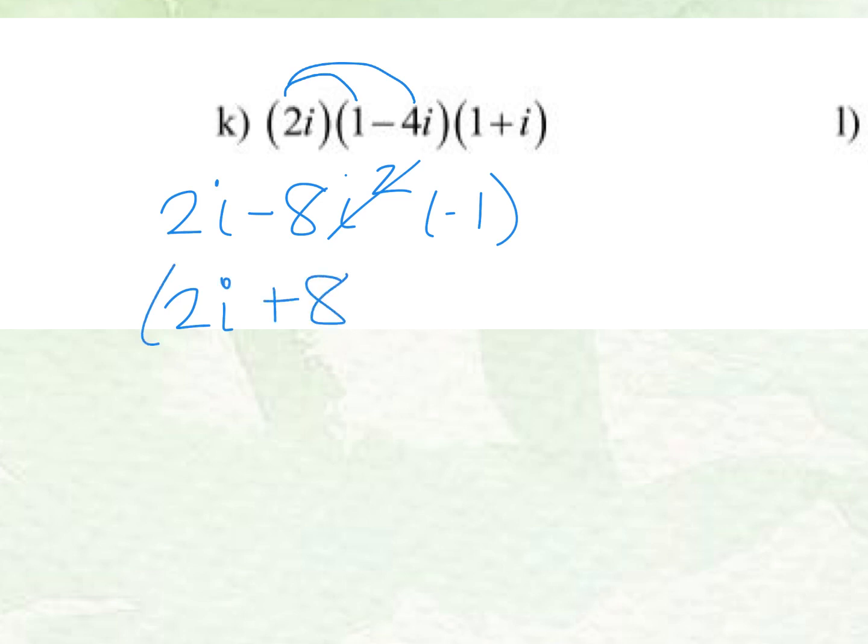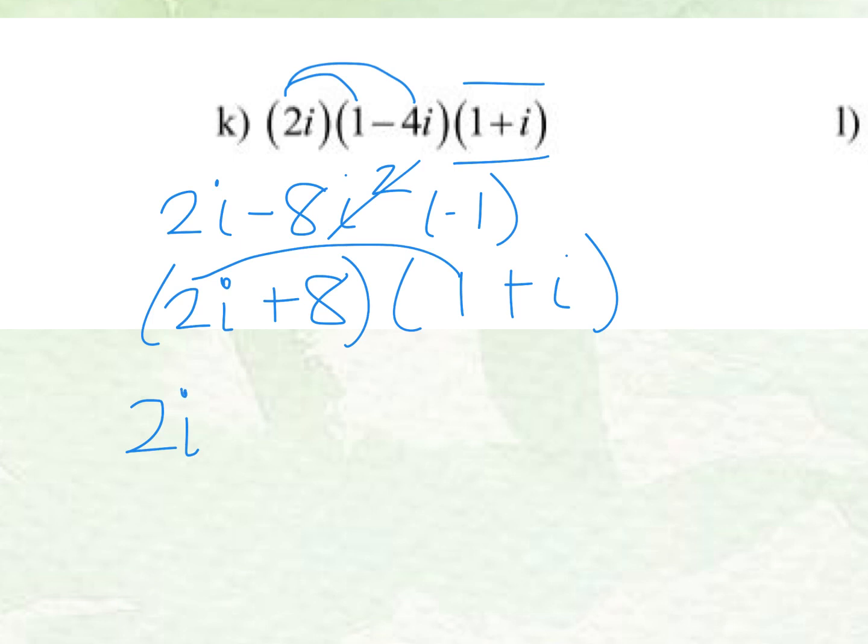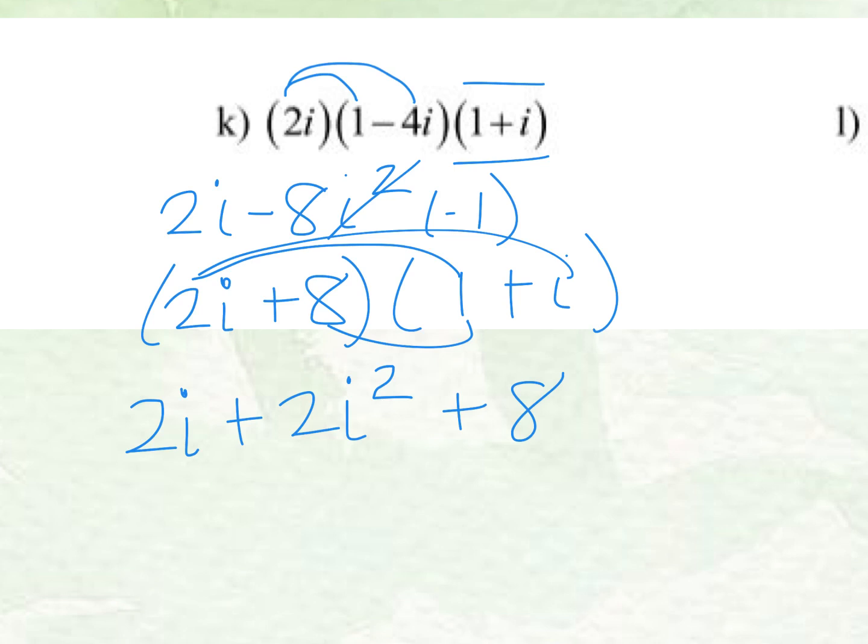All right, so now we're going to multiply that answer by the third term here, which is 1 plus i, and we're going to do that by FOILing. So our first two terms turn into 2i. Our outside terms give us a positive 2i squared. Our inside terms give us a real 8, and our last terms give us a positive 8i.